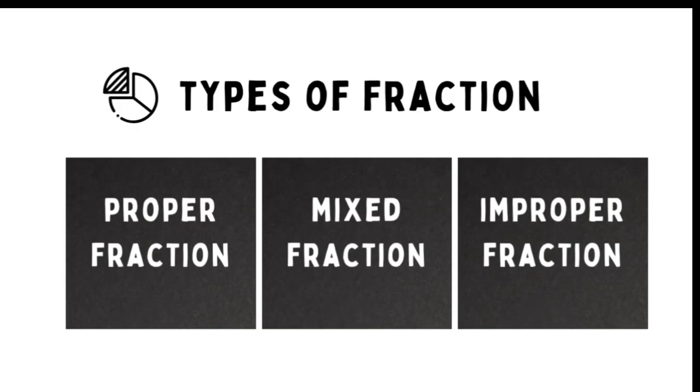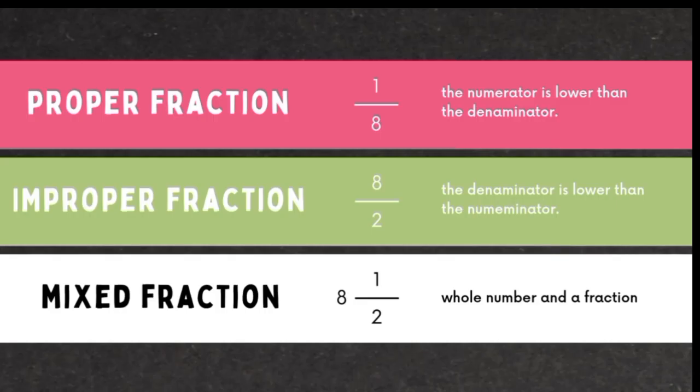Okay? In fractions, we have types of fractions: the proper fractions, the mixed fractions, and the improper fractions. The proper fraction is where the numerator is lower than the denominator. And the improper fraction is basically the opposite of the proper fraction, where the denominator is lower than the numerator. And we have the mixed fraction, which is much easier to distinguish than the two, since a mixed fraction is a fraction where a whole number is beside it.